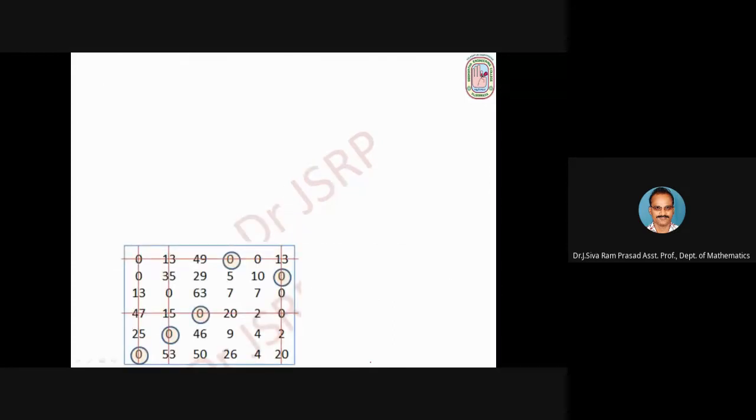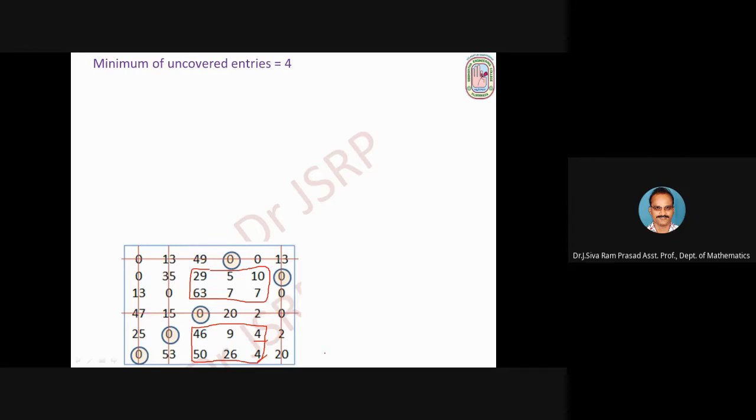How do we improve the solution? Among the uncovered entries, these 6 entries and these 6 entries, take the minimum value. What is the minimum value? 4. So the minimum of the uncovered entries equals 4.